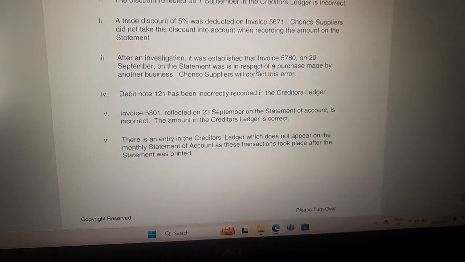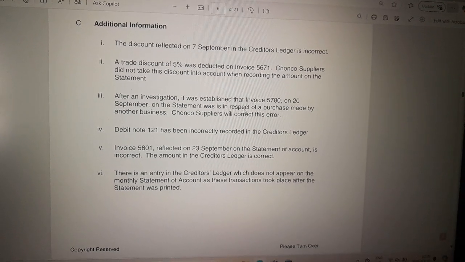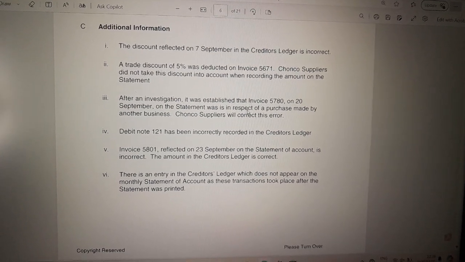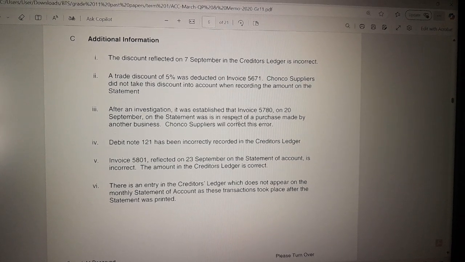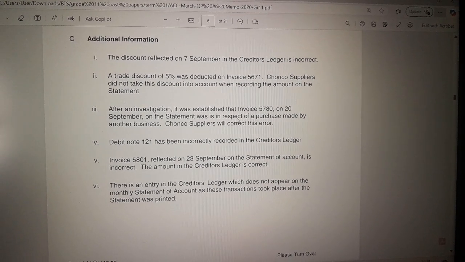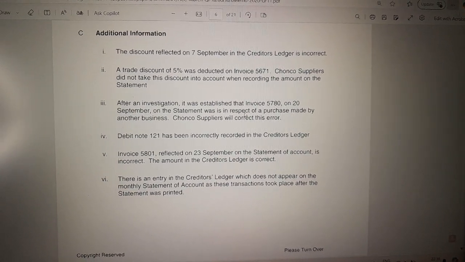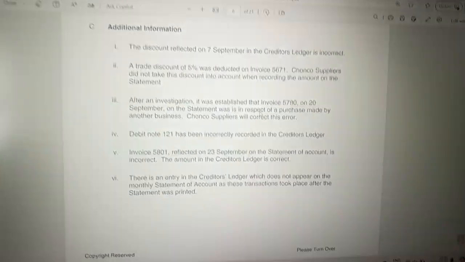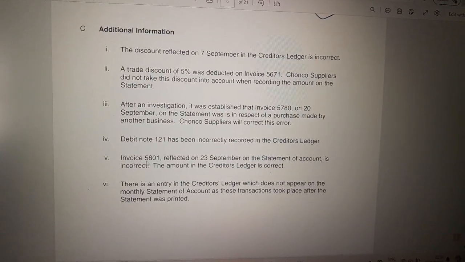And then we have V. V says invoice 5801 reflected on the 28th of September on the statement of account is incorrect. The amount in the creditors ledger is correct. By reading that, we know for sure that the statement is incorrect. So we fix on the statement side, and the creditors ledger is correct. So we go look for what is actually wrong.